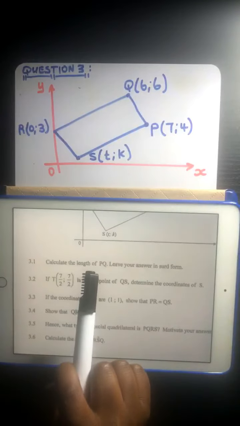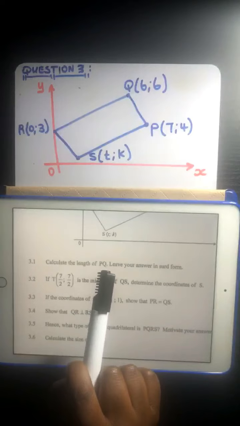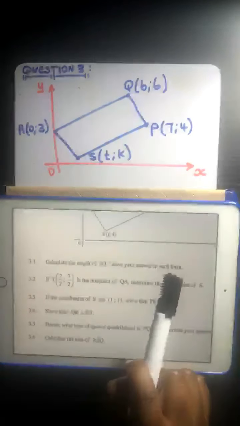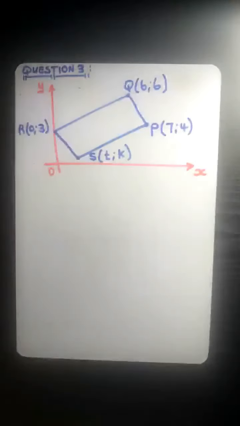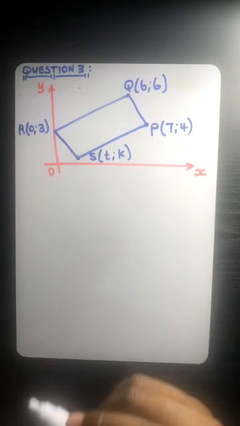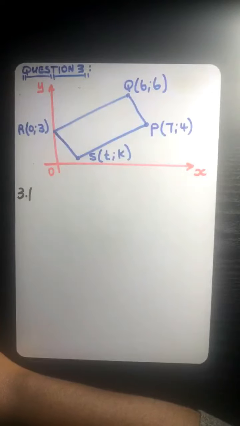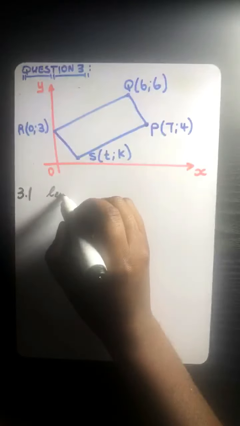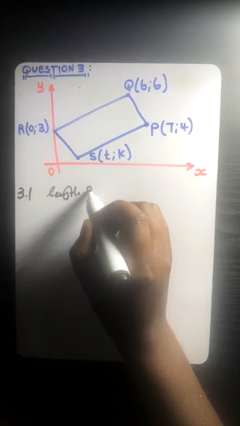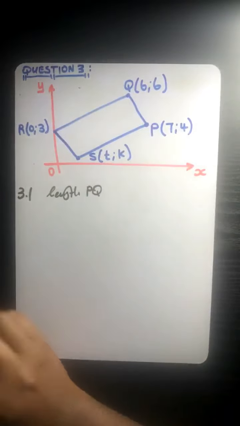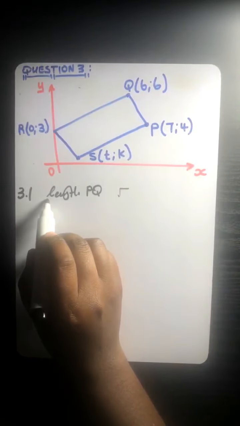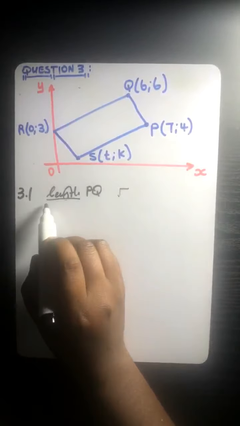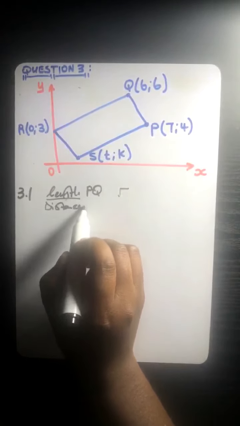So the length is the cream of the question. The length of what? The length of PQ. Leave your answer in surd form. This is an instruction to say your answer must be in the form of a surd. In short, they are simply saying make sure your answer is in the form of a square root. That's what is meant by surd form. They want you to calculate the length of PQ and leave your answer in the form of a square root. The other word in mathematics for length is distance.